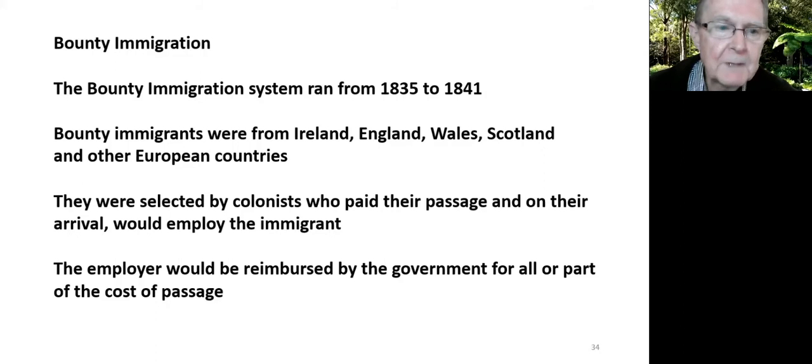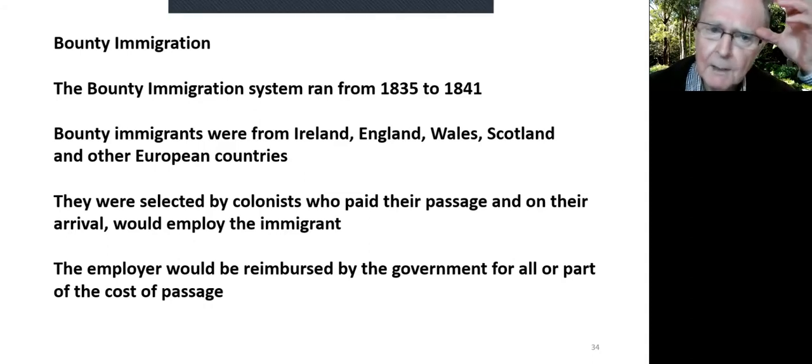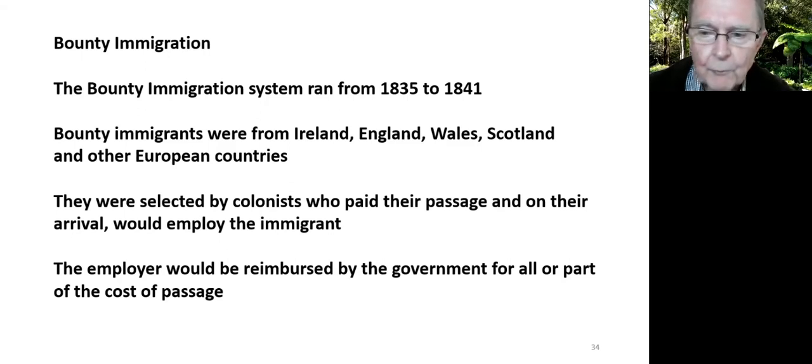Moving on to bounty immigration. Now, bounty immigration ran from 1835 to 1841. Bounty immigrants were from Ireland, England, Wales, Scotland, and a number of other European countries. They were selected by colonists who paid for their passage, and on their arrival, the importer, as they were called, would employ the immigrant. The employer would be reimbursed, in many cases by the government, for all or part of the cost of passage.